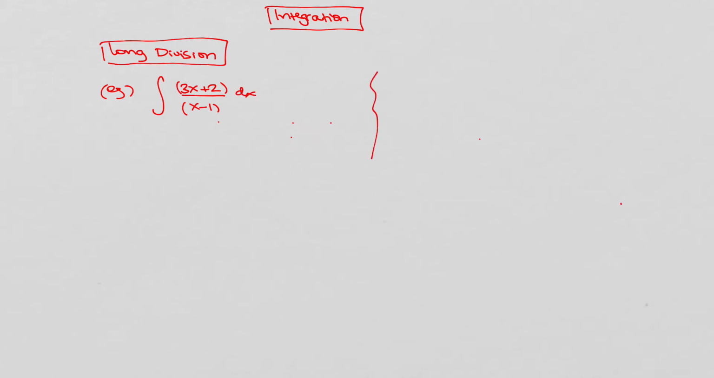So we do our rough work to the side. We're taking x minus 1 and dividing it into 3x plus 2. x goes into 3x 3 times. If I multiply that back out, 3 by x is 3x and 3 by minus 1 is minus 3. So I change my signs and I end up with 5 as a remainder. Normally when we're doing our long division, we don't end up with a remainder.